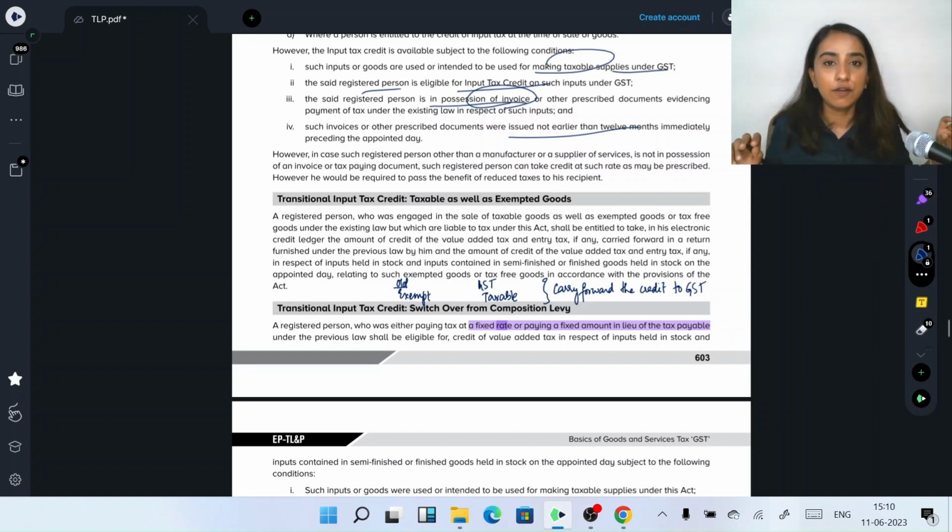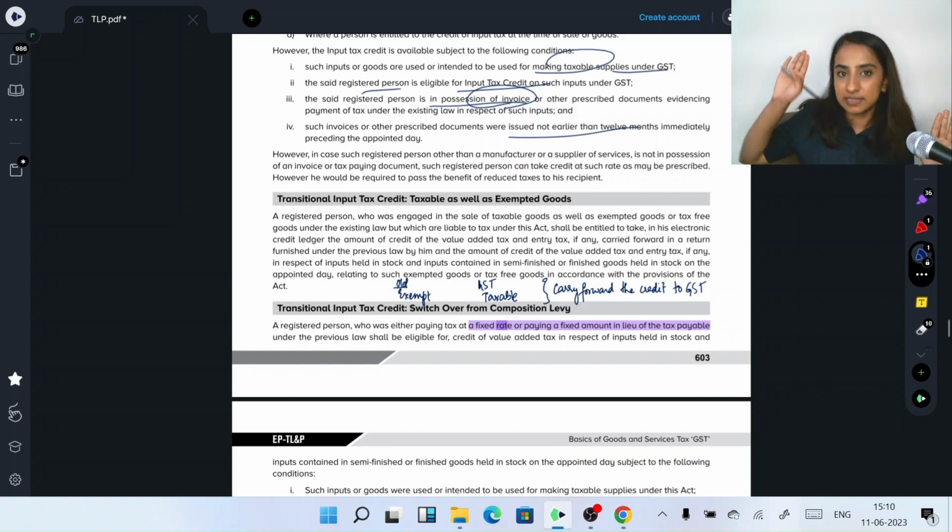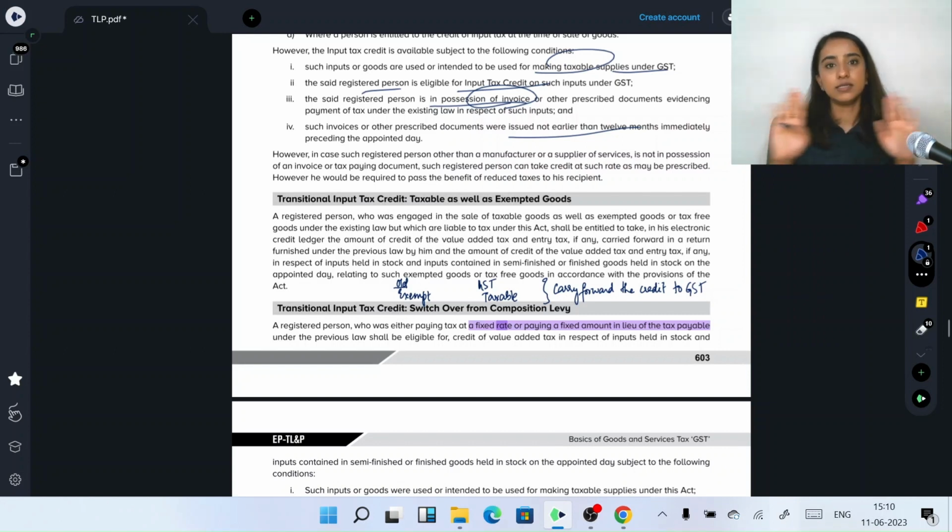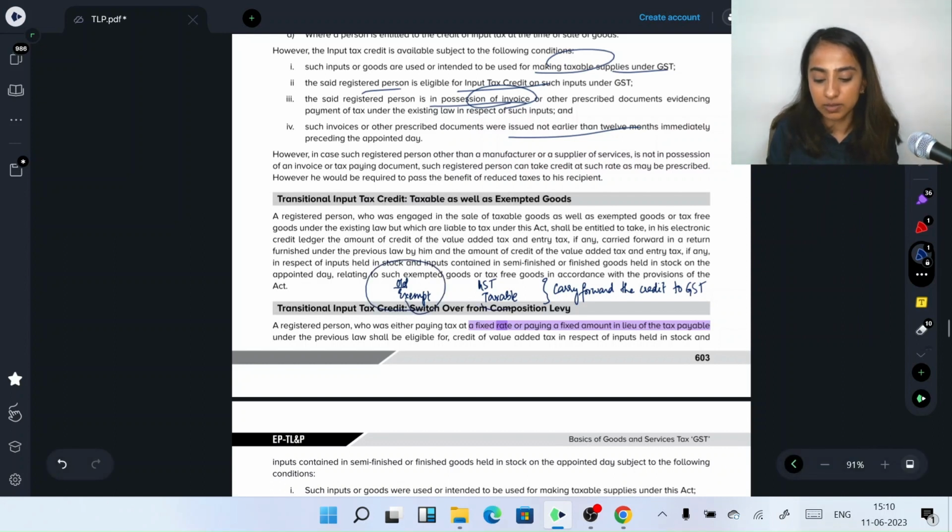Please understand, if you have paid any taxes on the purchase, and on the sale you're not paying any taxes, you can't set it off. Simple logic. Okay, so here they're saying earlier it was exempt, now it has become taxable. Now because it is taxable, you can carry forward the credit.